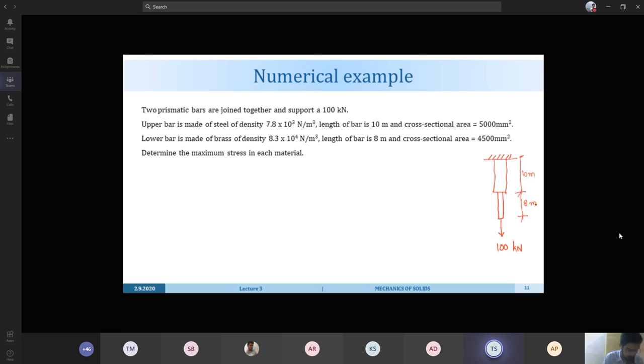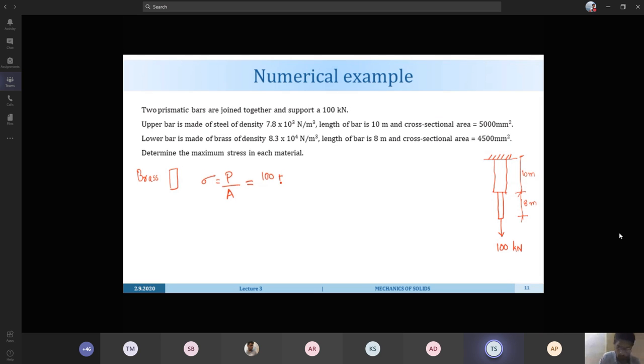So when you take this brass material, you need to find the maximum stress. Stress is nothing but the load by area, and maximum stress will be the maximum load happening in that region. So what will be the maximum load for this material? The support plus the weight of the material.